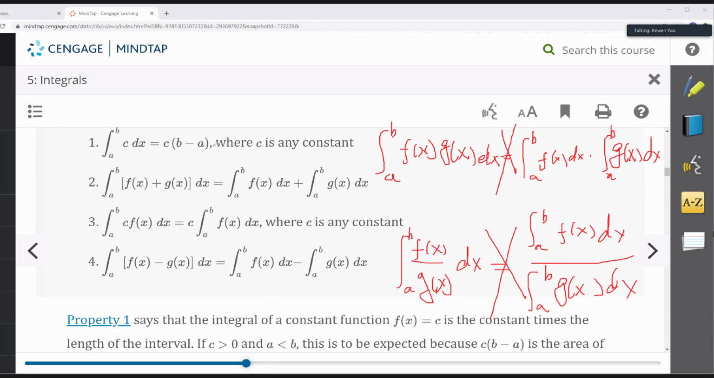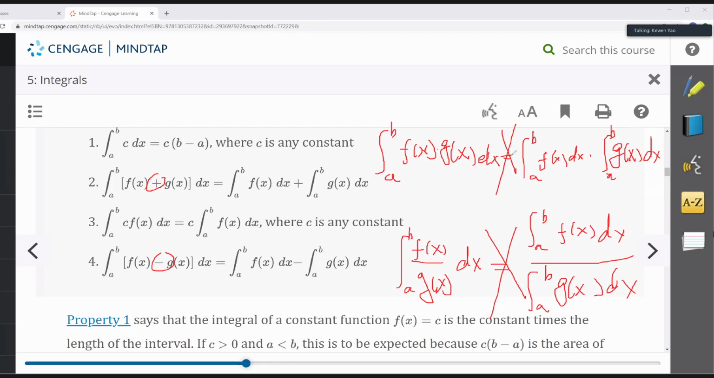So for the product and for the quotient, we do not have similar properties. We have properties for what? For sum, for difference, but not for product and not for the quotient. So please mark this wrong. This is a terrible mistake in calculus.